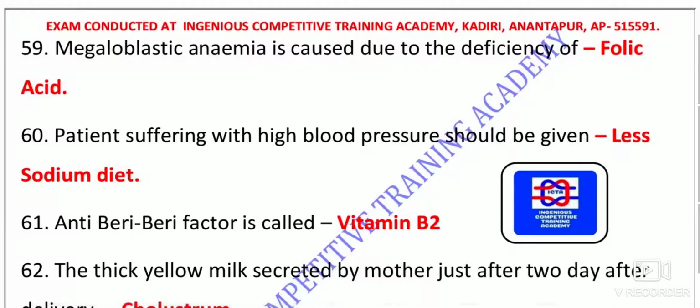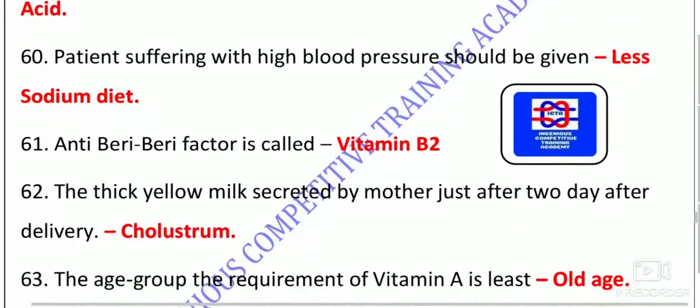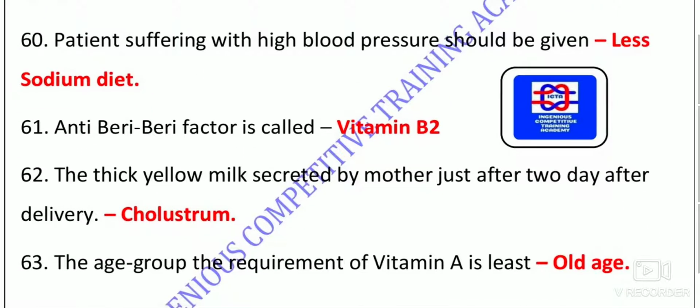Next we have megaloblastic anemia, which is caused by the deficiency of folic acid. Please remember that. A patient suffering from high blood pressure should be given a low sodium diet.